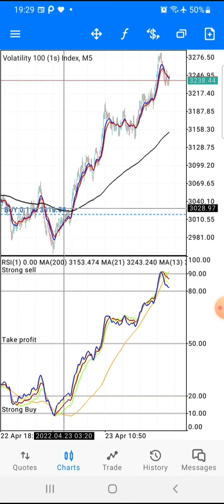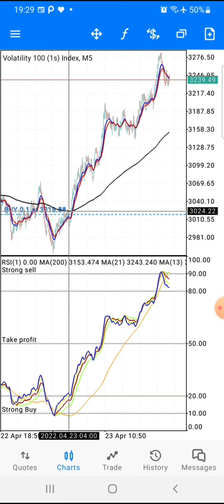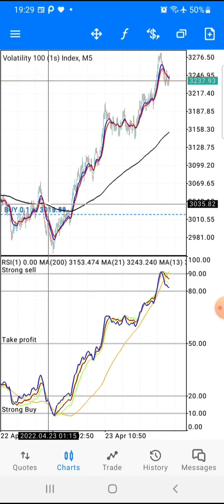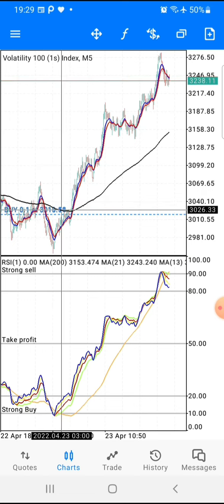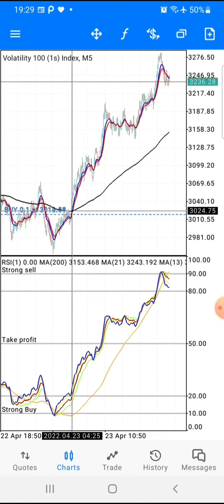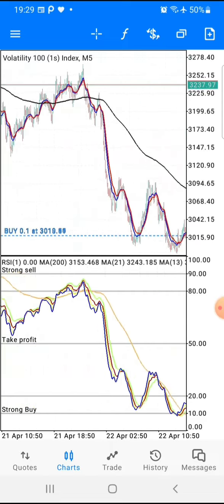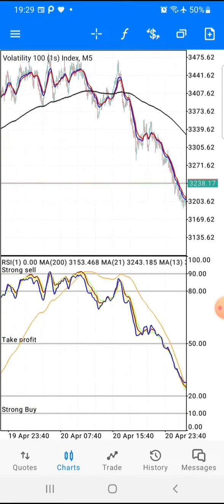You see, this is a line that crossed the black, what's this, moving average. The 200 moving average crossed these two lines. So guys, you know the meaning. It's a strong sell.